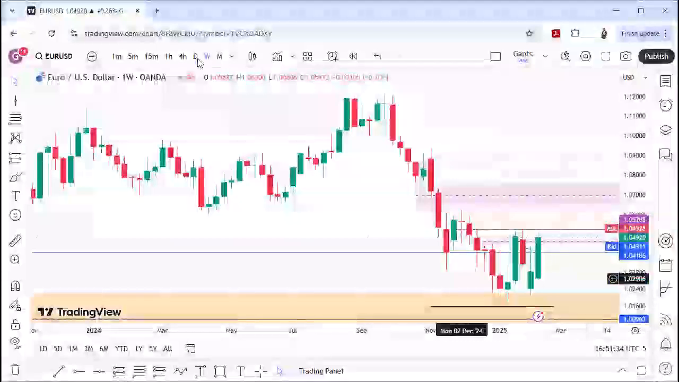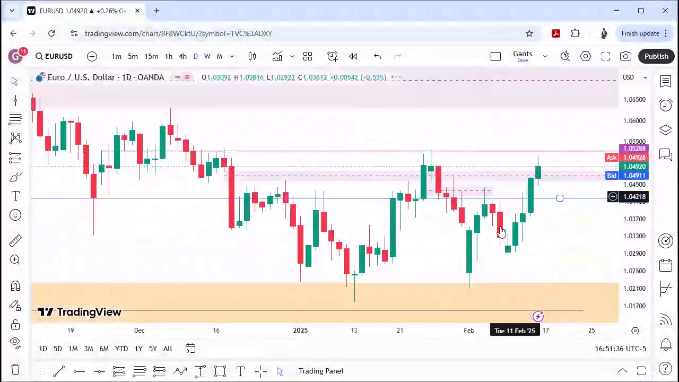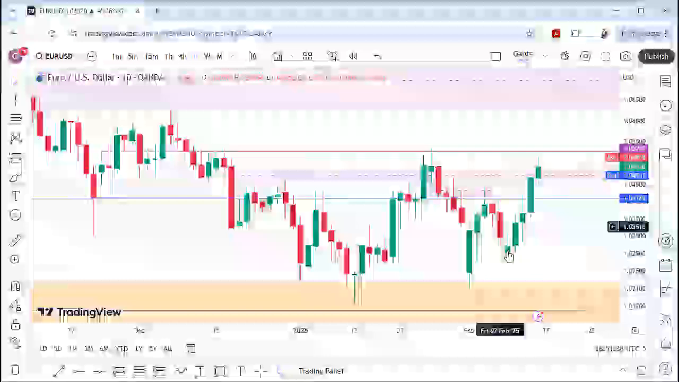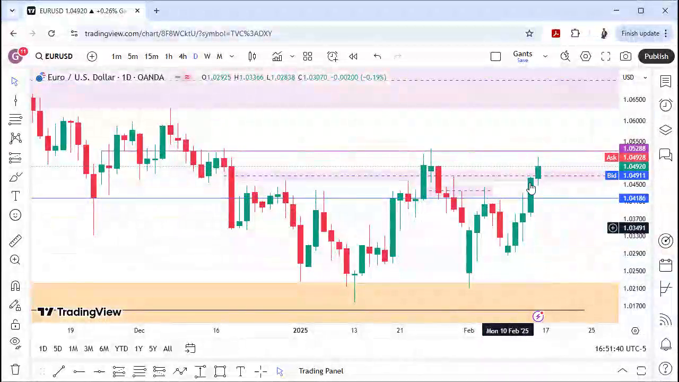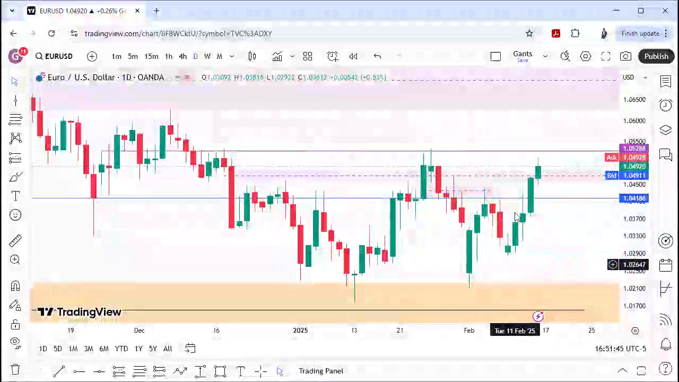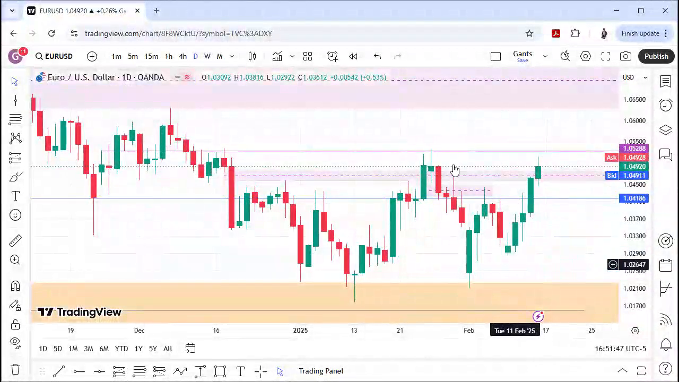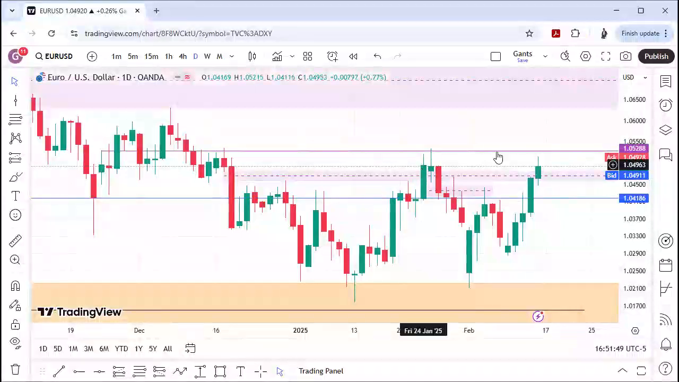All right, on the daily time frame, Monday it gapped down. Tuesday, Wednesday, Thursday, Friday, it was all bullish all through for Fiber. It has traded through the rejection block.